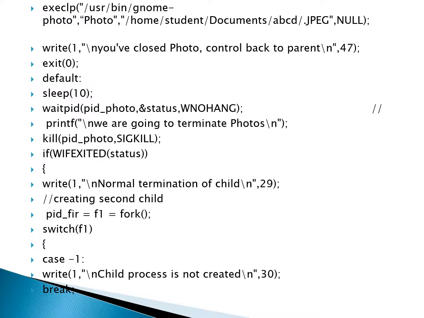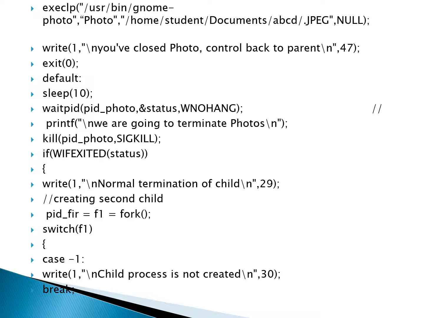And then, as I told before, we've used a sleep time of 10 seconds, after which the process has to terminate on its own. If it's not going to get terminated, we use the WNOHANG command, and then we kill the pathway of the first photo, and normal termination takes place. Second, we create the second child, again using the fork.